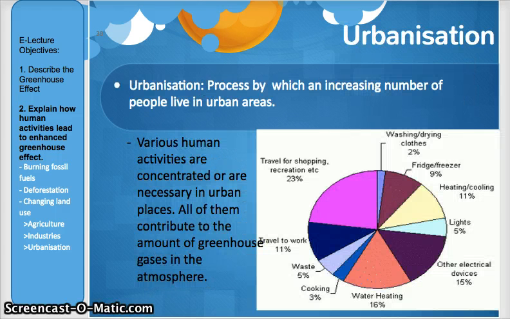The next change in land use is urbanization. It is the process by which increasing numbers of people live in urban areas. Urban areas are places that you currently live in, like cities. Okay, essentially these places are very, very high density human centers, and all these activities are concentrated in these areas, which contributes to the amount of greenhouse gases in the atmosphere.